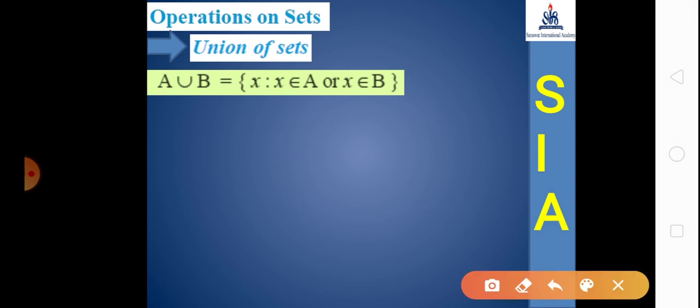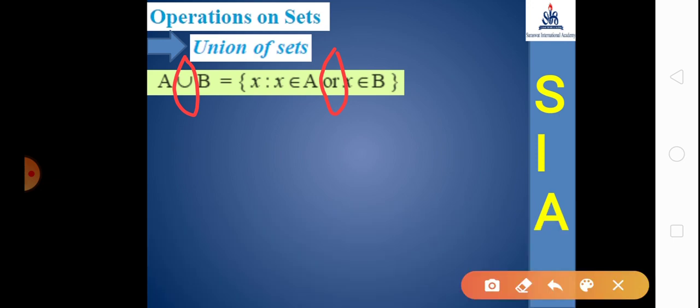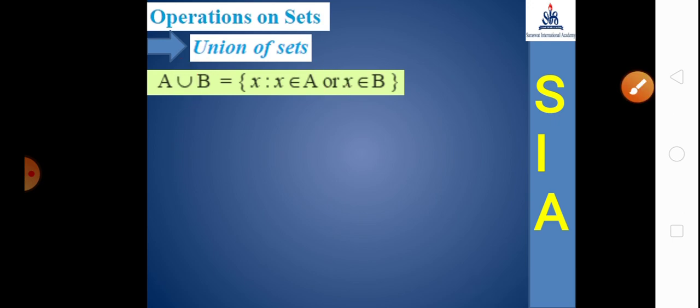Students, here this word "or" is important. Or means always consider it a union. And if the word "and" is used, then always consider it an intersection. Okay, this point I will explain further in the intersection set part. Here I just explain the union set.